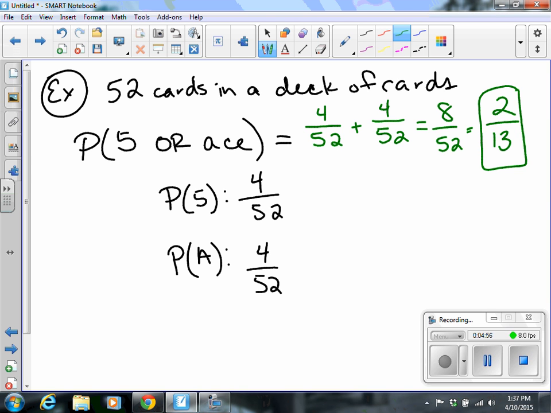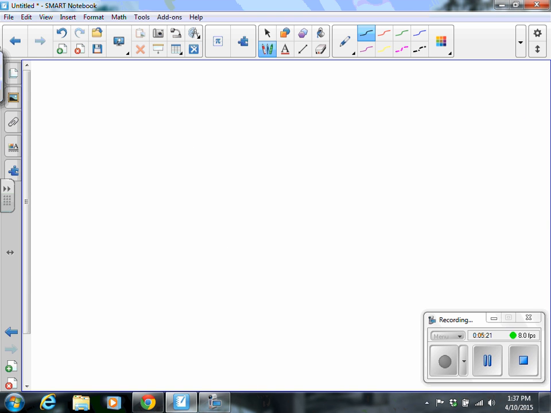Okay, so this one was mutually exclusive because I could not have, if I'm selecting a card, a 5 is a 5. It's not going to be an ace. I'm selecting one card. I either get a 5 or I get an ace. Okay. So let's talk about what an inclusive event would be. So an inclusive event could potentially happen where something is getting counted twice.